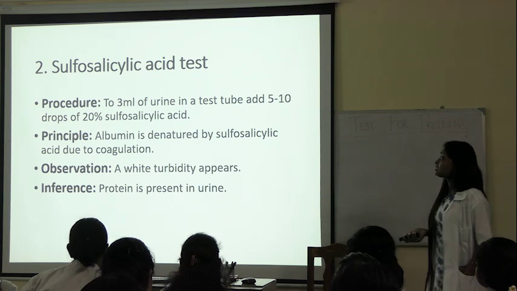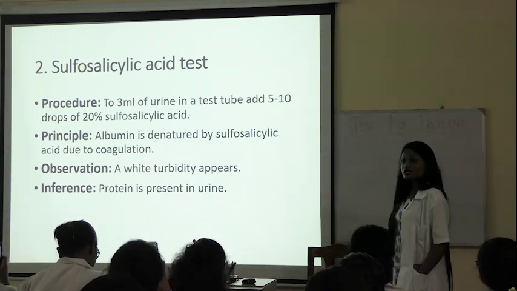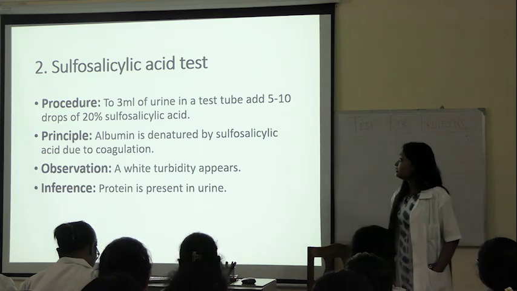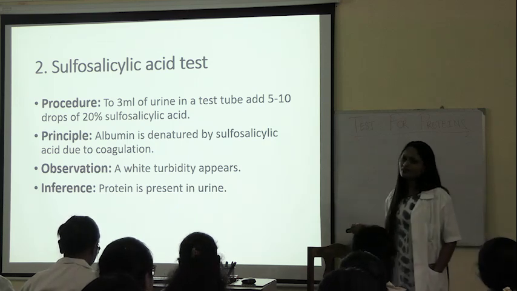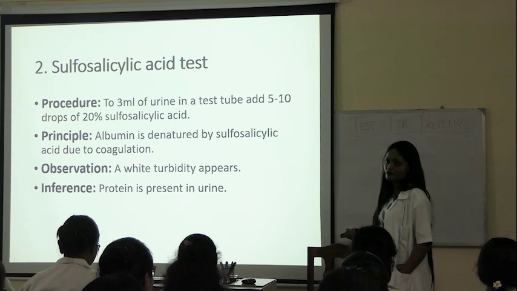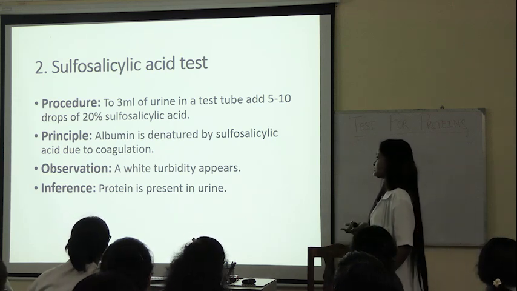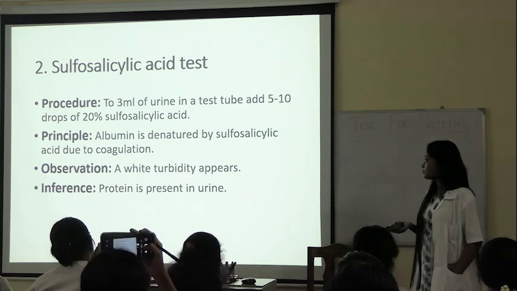And second is the sulfosalicylic acid test. So what is the procedure? For the sulfosalicylic acid test, we take 3 ml of urine in a test tube and add 5 to 10 drops, like in the standard, we add 10 drops of sulfosalicylic acid. And the principle of the test is that albumin is denatured by sulfosalicylic acid, leading to coagulation.